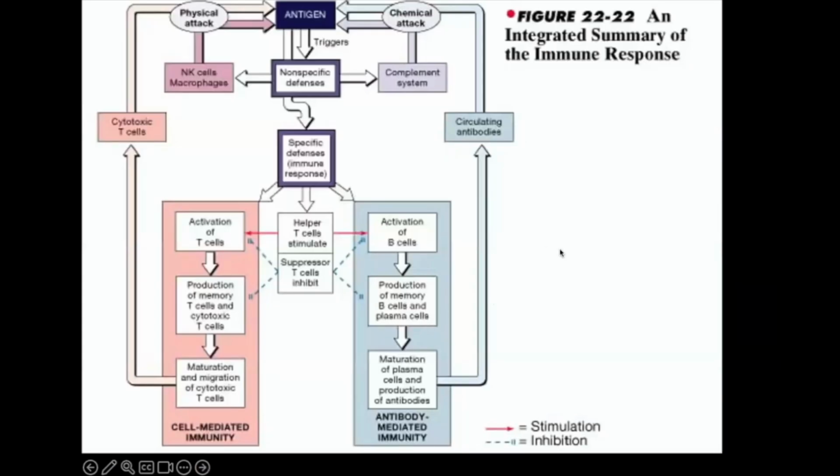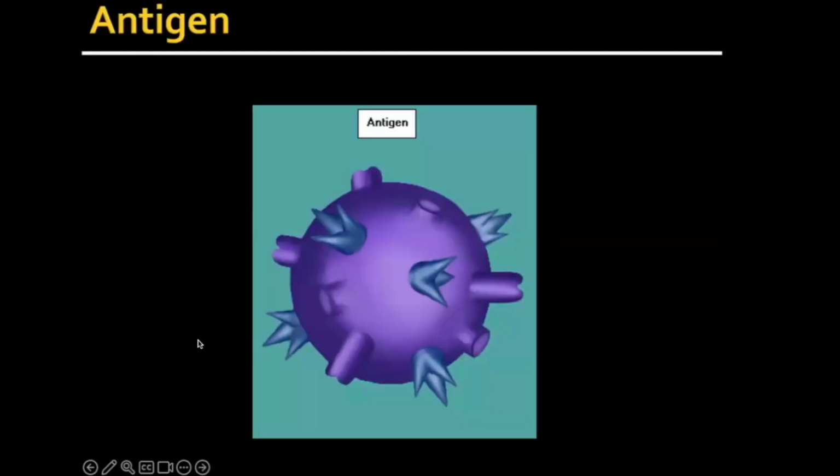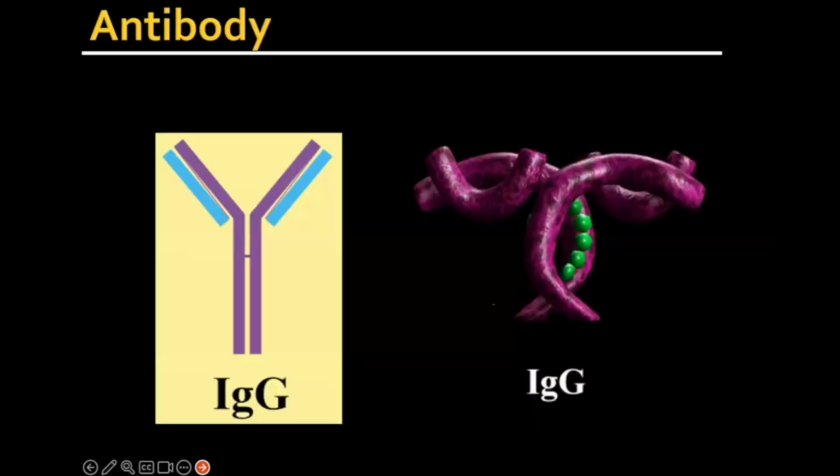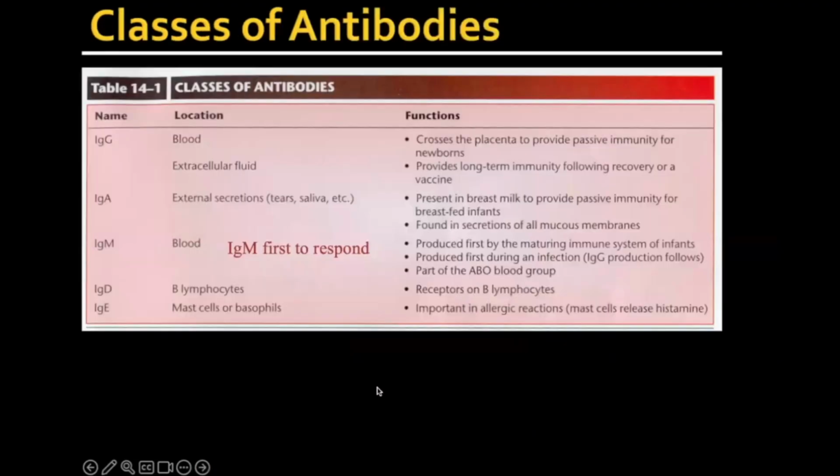And here is another flow chart covering the same information. And I don't know why I have an antigen up here and an antibody. I don't know why I have these pictures, but let's talk about some of the antibodies. There are different classifications of antibodies. There's a couple here I want you to know. So you've got IgG, IgA, IgM, and IgE.